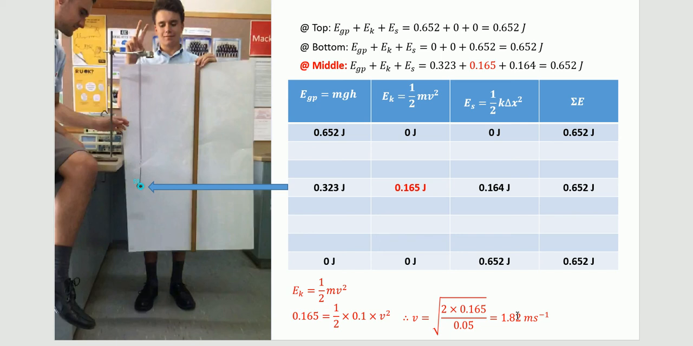Some interesting physics with some interesting calculations at the top, at the bottom, and in the middle of our transition, which is what you'll be asked at VCE Unit 3 Physics when you're looking at the energy in a mass spring system. I thank you for your time and hope you've learned something about the conservation of energy in this system.